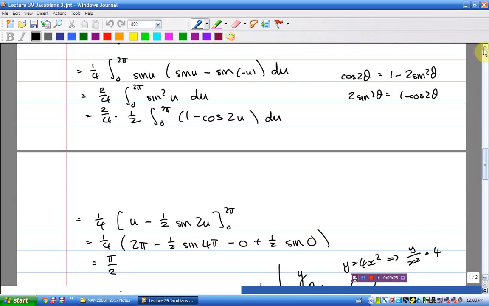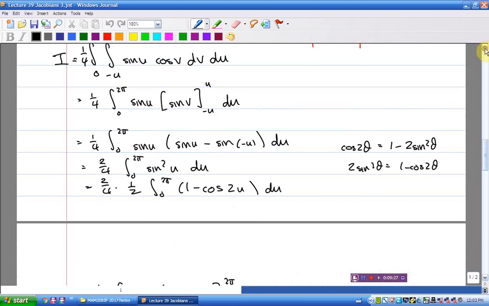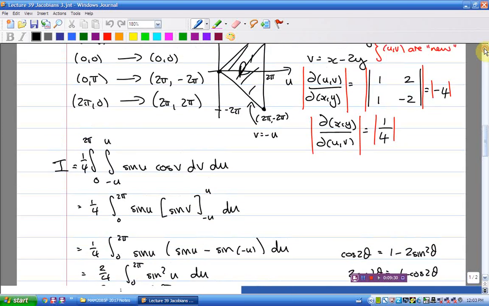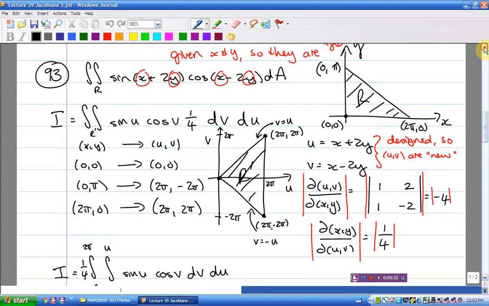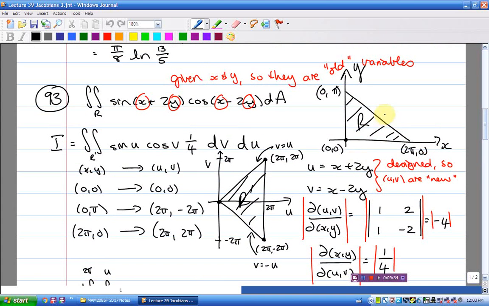Okay, so if this were being marked in a test or an exam, let me go right back to the beginning. There'd certainly be a mark for your UV picture, possibly not for your XY picture. But there definitely would be a mark for your UV picture. There'd be a mark for coming up with a sensible transformation. There'd be the mark for working out the Jacobian.